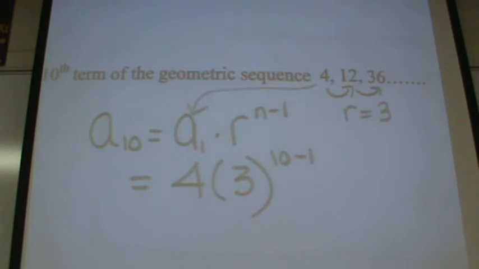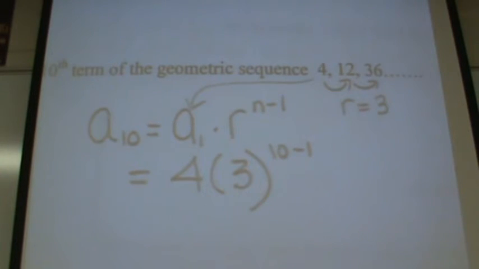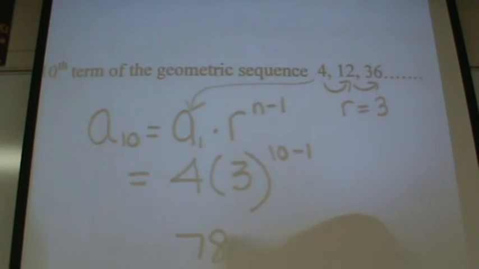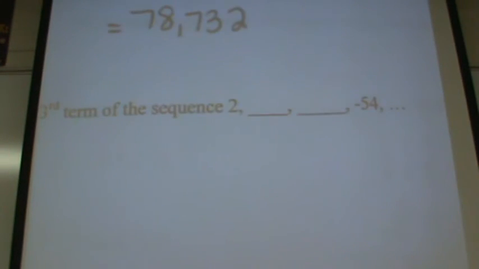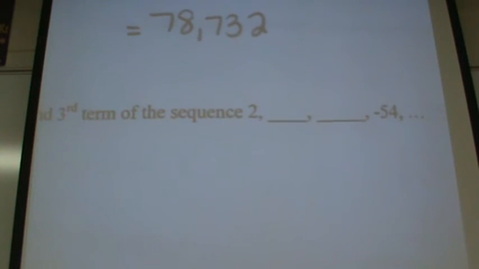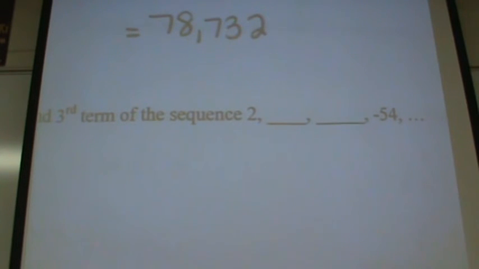Anyone have an answer? Anyone have it? 78,000? Yeah. Very good. And the last problem, okay? This is a doozy here. What do you do when you don't know the two middle terms and they're not in a row? There's nothing consecutive.